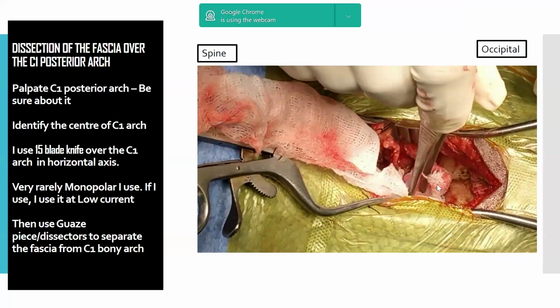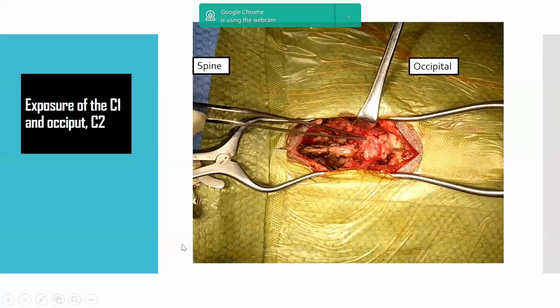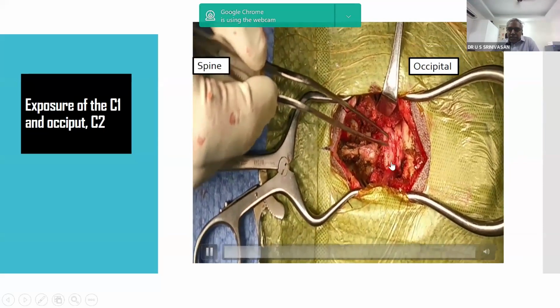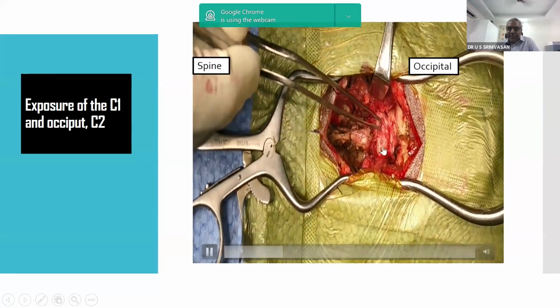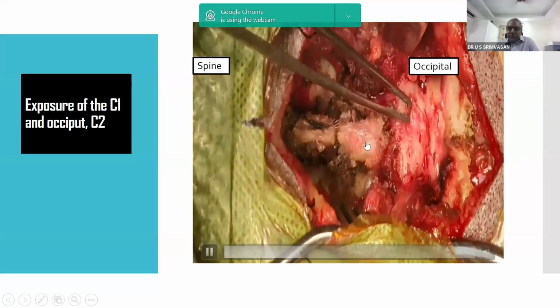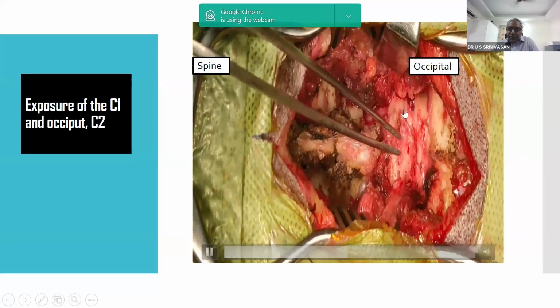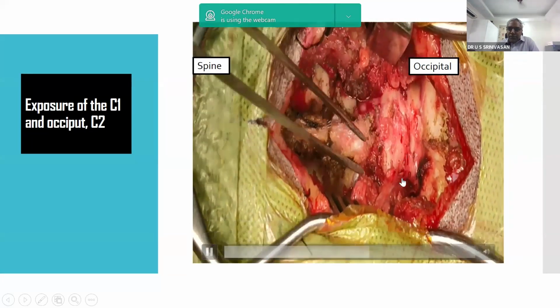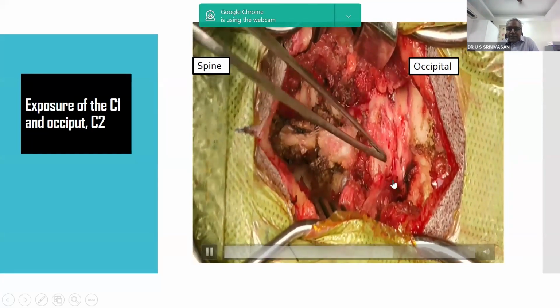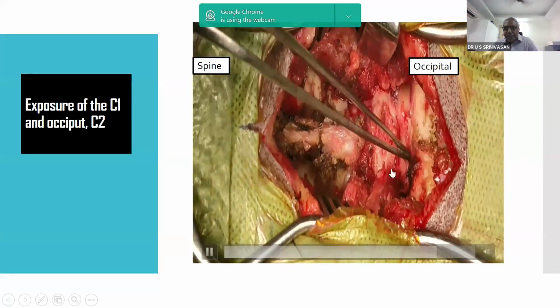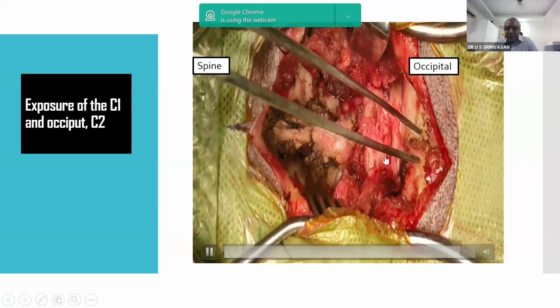You can see the next thing. The fascia has been separated out. The C1 posterior arch is completely exposed, as you can see in this. This is C2, this is C1, this is the occiput. I expose 10 to 15 millimeters on either side. The posterior tubercle was rotated to one side. That indicates the vertebral artery, everything will be rotated. So you have to be very careful when you are coming for fixation.